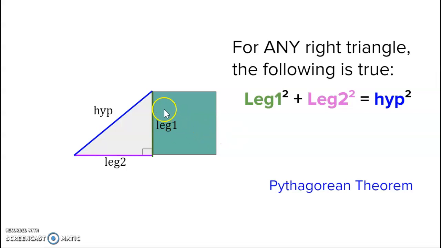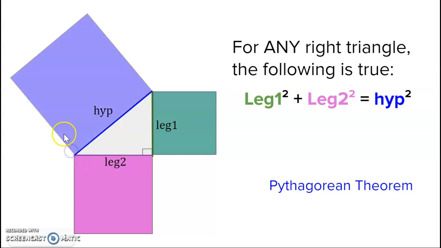And visually, leg 1 squared means a square with the length of leg 1, and leg 2 squared means the square with the length of leg 2. So it's going to be leg 2 here and leg 2 here. The area of the square with that as a length is going to be equal to hypotenuse squared. If the hypotenuse is the length and I create a square there, the area of the green square and the pink square is going to be equal to the blue square.